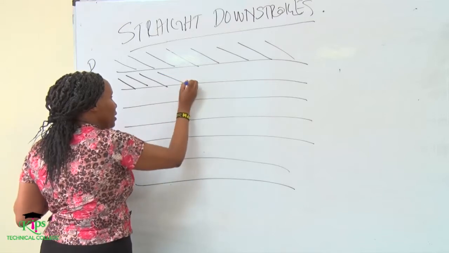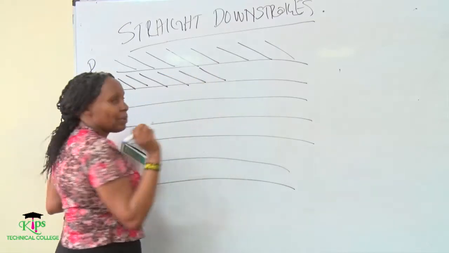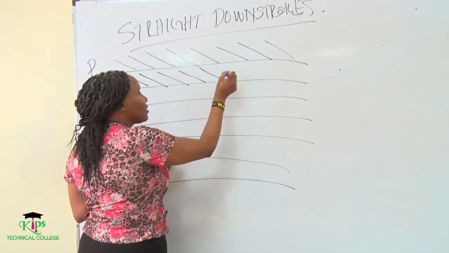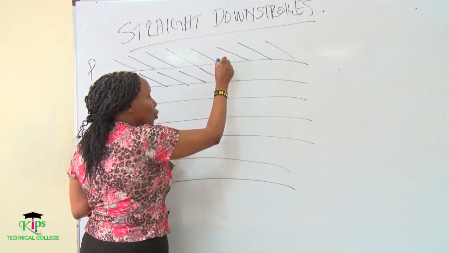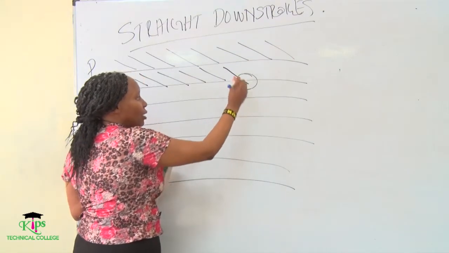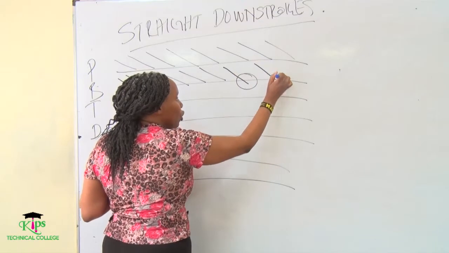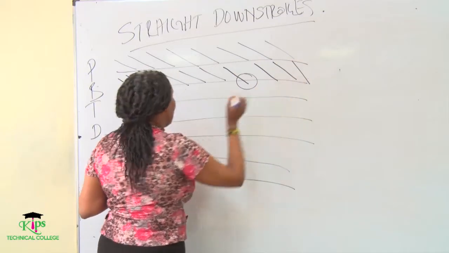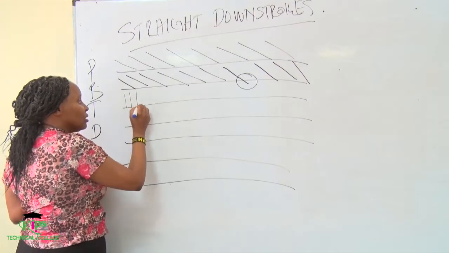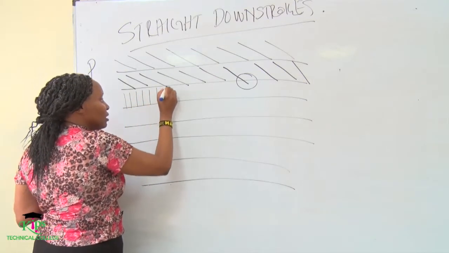B, B, B, B. And remember we said, when you make a mistake in shorthand, you circle. For example, if this B was supposed to be on the line and it extends, you circle it and you write it correctly. Okay? Then we say T, T, T.